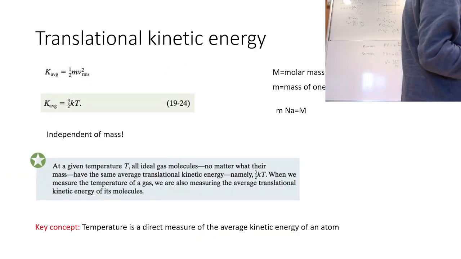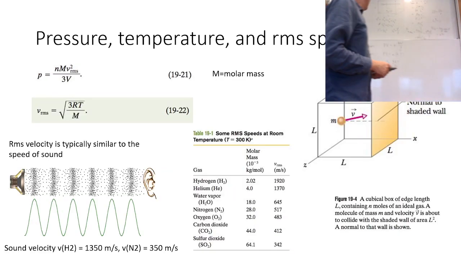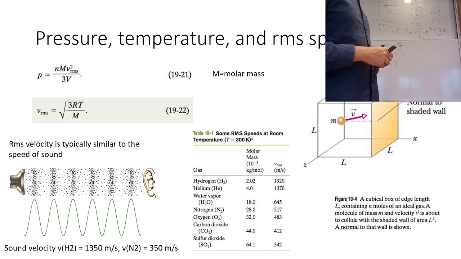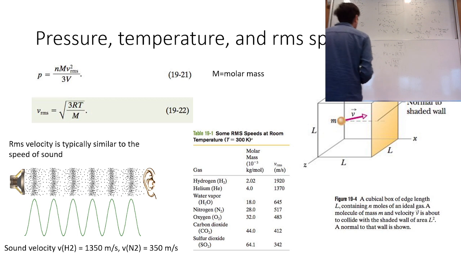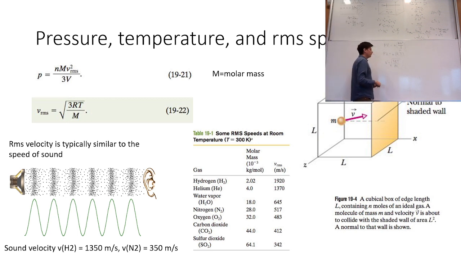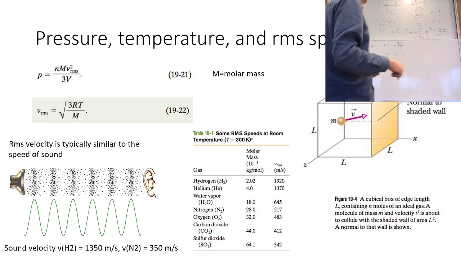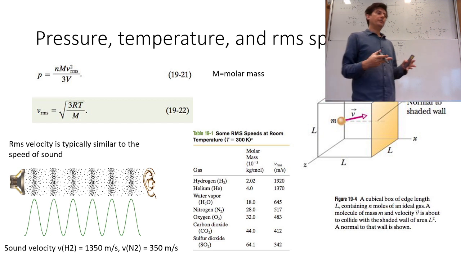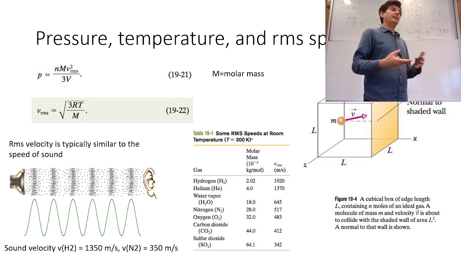So this is the so-called root mean square velocity, if I take the square root. Root mean square basically means the square root of the average of the squared velocities. So it actually means that you calculate the average of v squared and then you take the square root of that number.